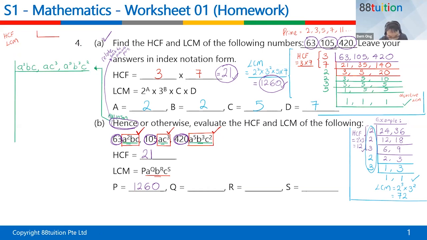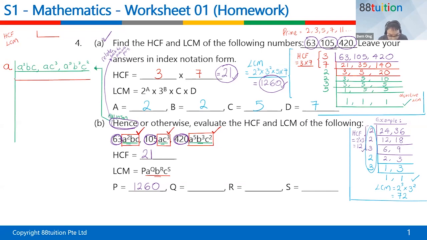All right. Okay. So looking at these three, what is common? Sure, there's no more prime numbers. Yes, I know. But it still can work. So what is common between these three? Can you see that the alphabet A is common? A squared BC, AC cube, A5B cube C squared. The alphabet A is common, so you divide by A. It works the same.